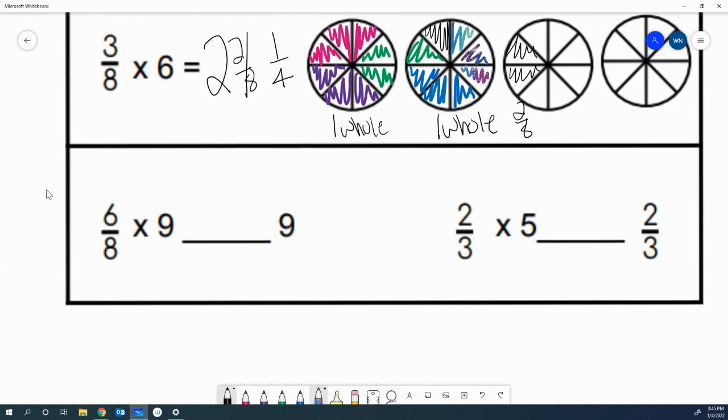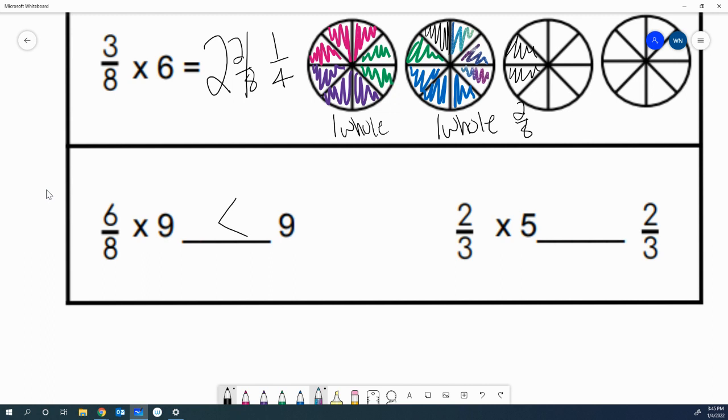These are similar to the ones we looked at yesterday. So we're just going to be reviewing them again today. We've got 6/8 times 9. Do you think that is going to be more or less than 9? Take a look up at the problem we just did. We just did 3/8 times 6, and we got 2 and 1/4. So think if 6/8 times 9 is going to be greater than or less than 9. If you chose less than 9, you are correct.